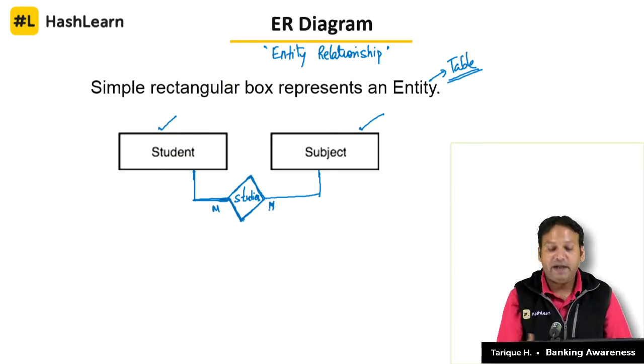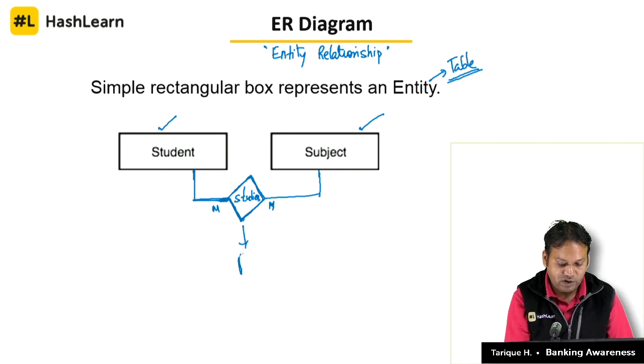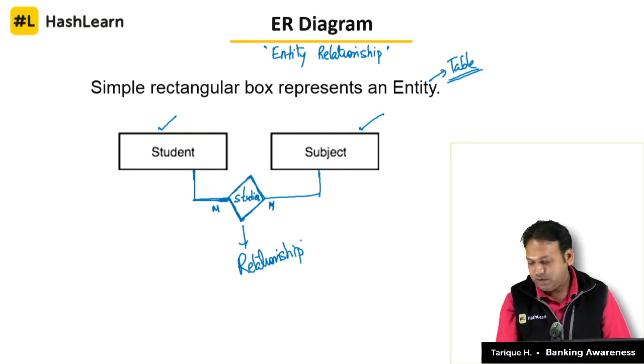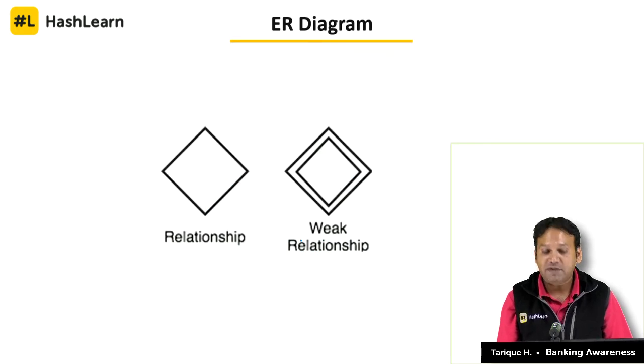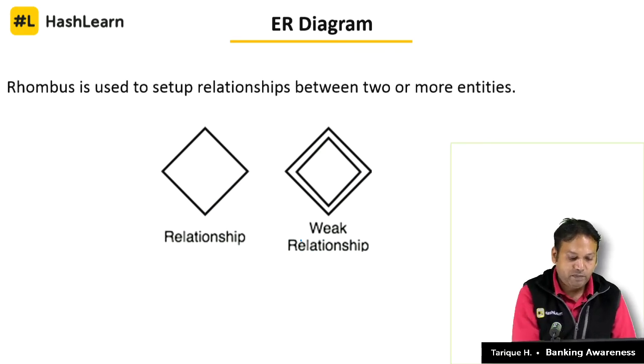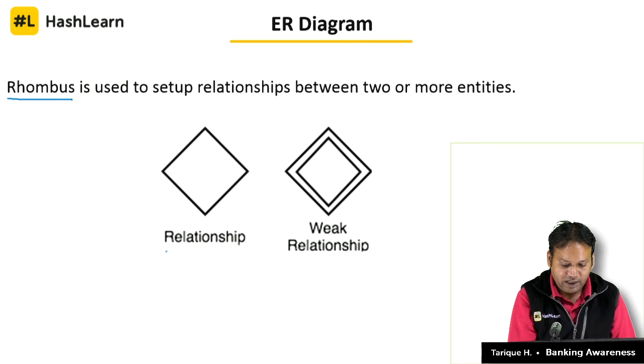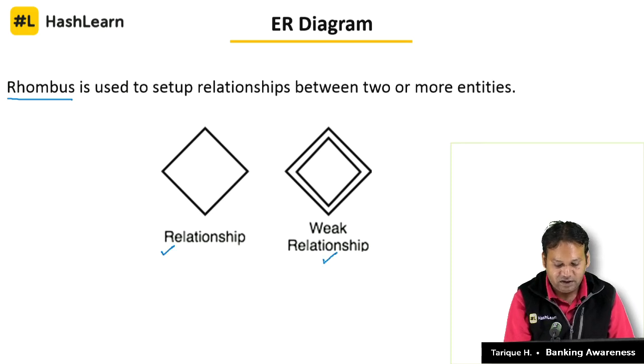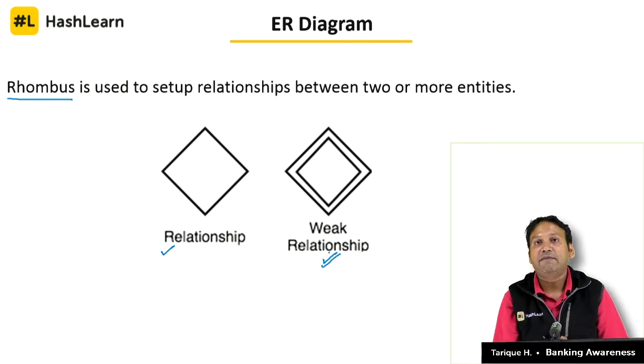And the purpose of an ER diagram is to show the relationship. What do we show? Relationship. And you see relationships are represented by diamonds or rhombus shape, between two entities. Relationships can be shown by rhombus shape. We can have a strong relationship, we can have a weak relationship, just like we can have a strong entity and a weak entity.